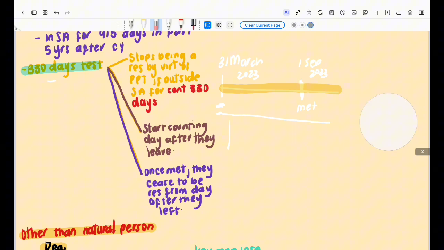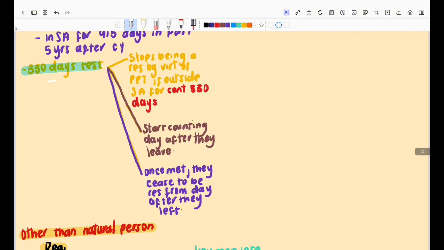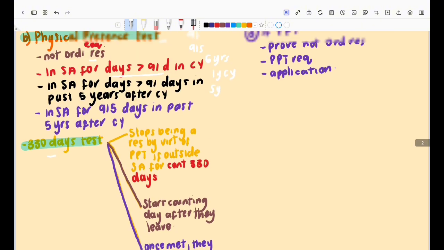Basically, PPT test, you become a resident. Once you meet the PPT test, you become a resident of that country from the very start of that year. And then you continue to be a resident of that country up until a time where you meet the 330-day rule. The 330-day rule says you must have been outside South Africa for a continuous 330 days, right? So once you have met the 330 days, we will now go back and look at when did you leave, and then consider you a non-resident from the day after you left, right? So if you did not meet the PPT test, then you're just going to continue being a resident of South Africa until you meet it, right?